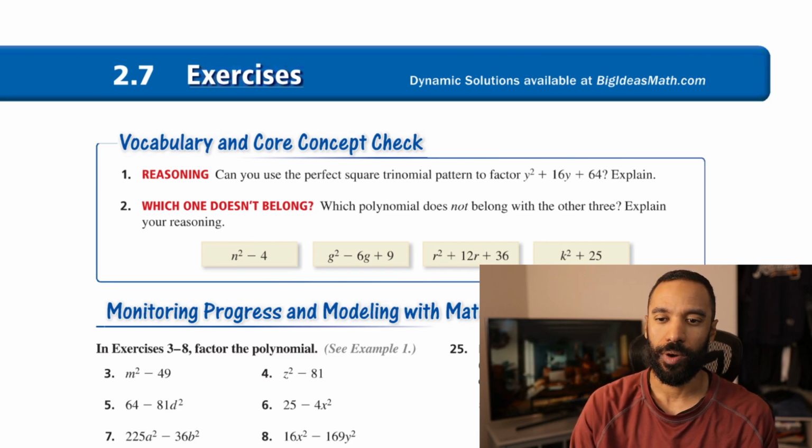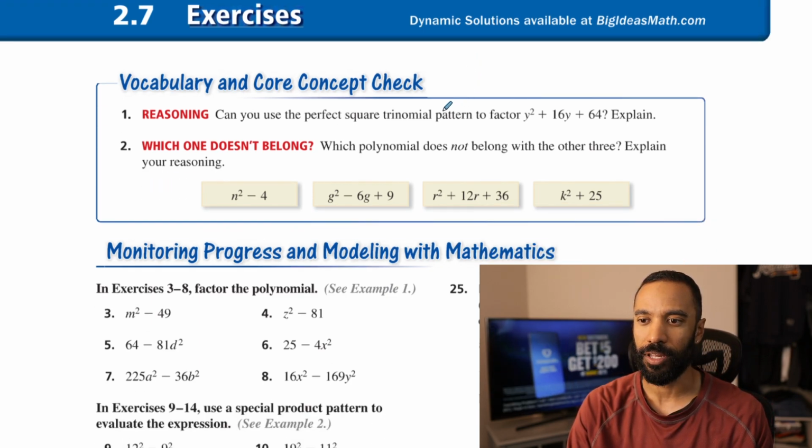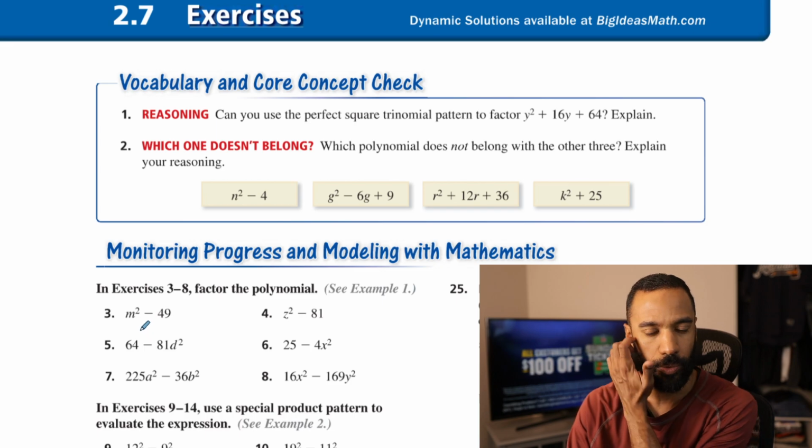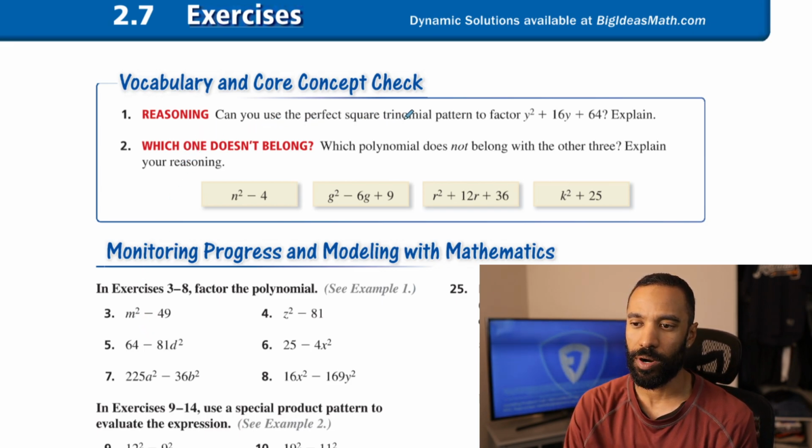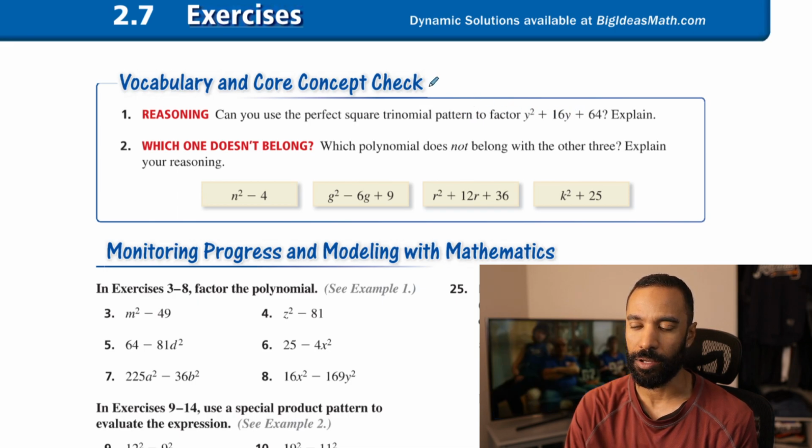Okay, I'm going to move on to our problem set, starting with the vocabulary and core concept check. Then we'll hit the actual problems, 3 through 48. Let's move forward. Can you use the perfect square trinomial pattern to factor y squared plus 16y plus 64?